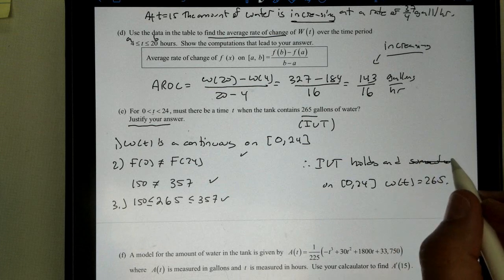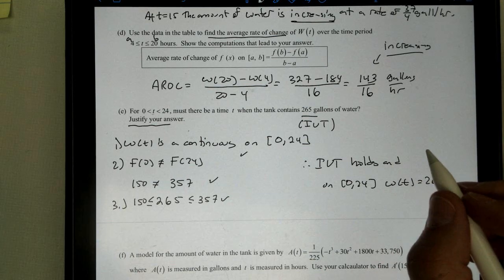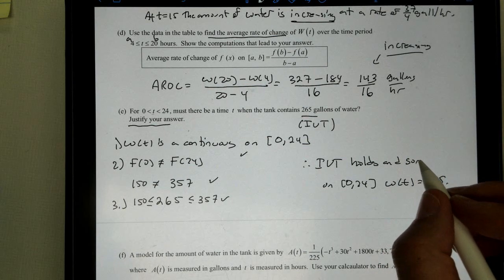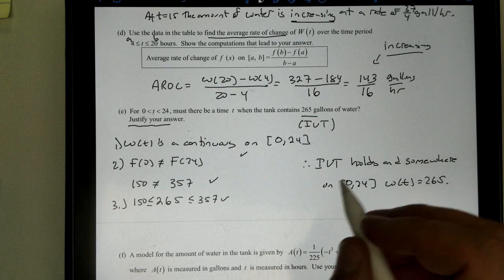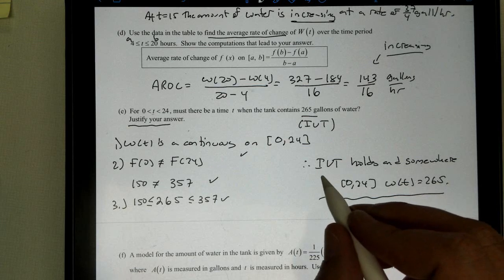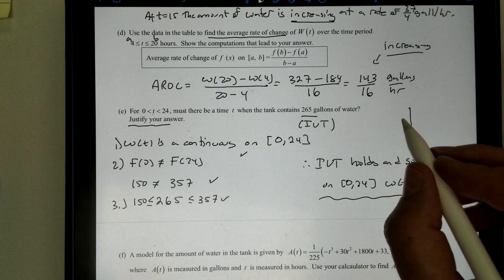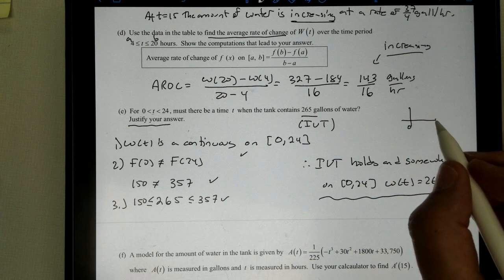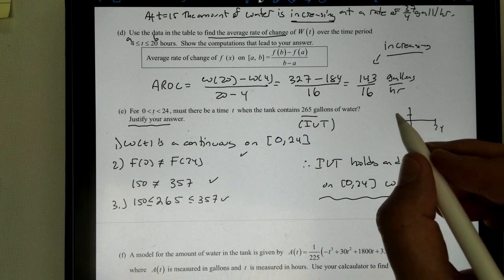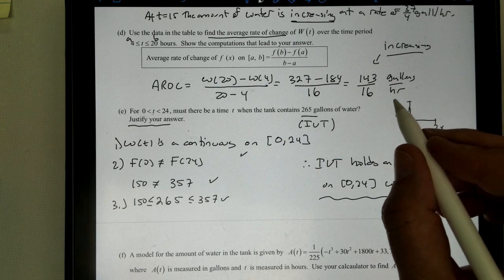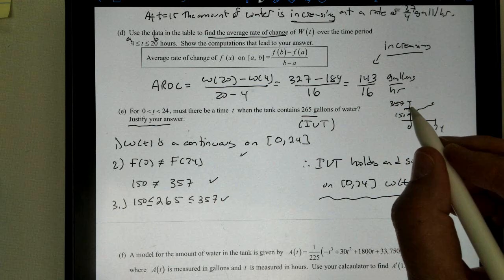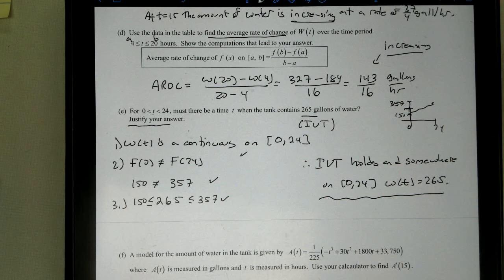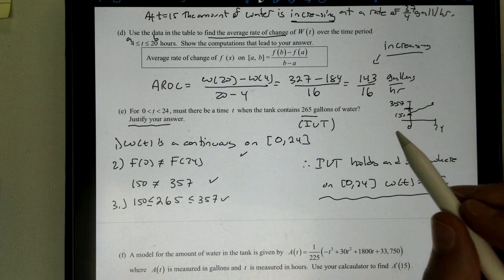Oops, that's terrible to read. Let me rewrite that. There we go. Hard to read. And somewhere on the function, it has to equal 265. There's our answer. IVT, don't forget to mention IVT. We can easily verify too. If I'm starting at 0 to 24 and I'm going from 150 all the way to 357, at some point we have to cross 265 because this is a continuous function.